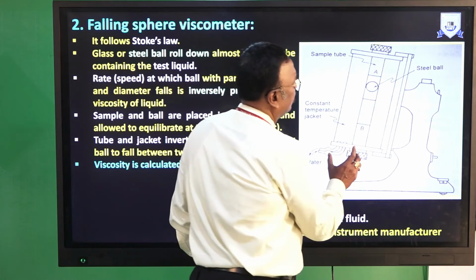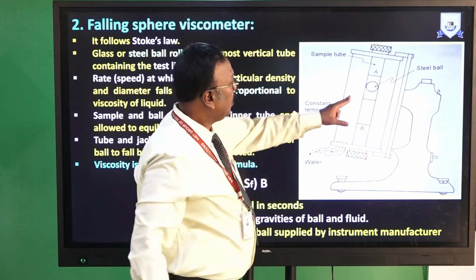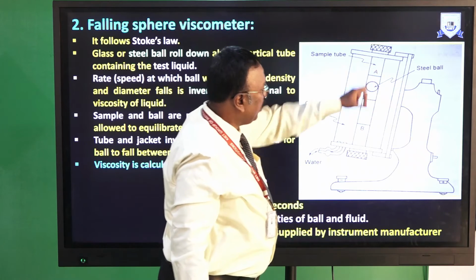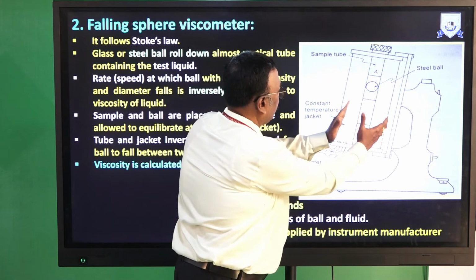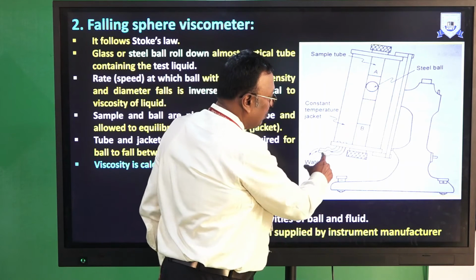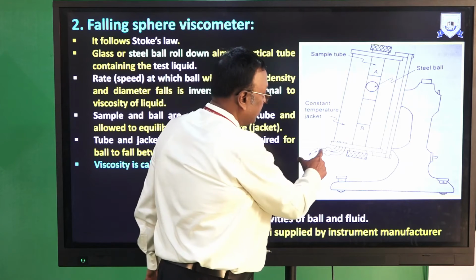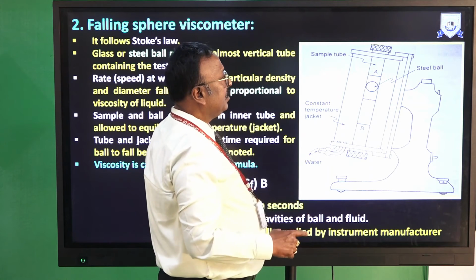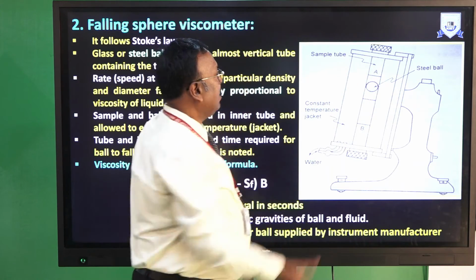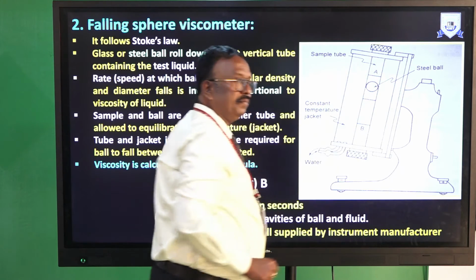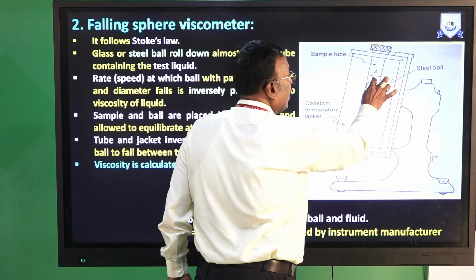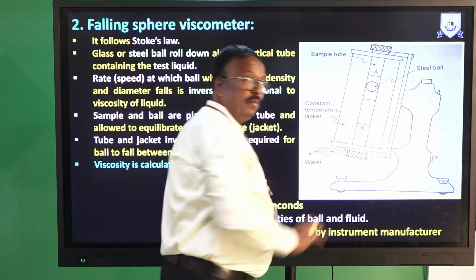And in this diagram, this is the steel ball, and this is the sample tube, from point A to point B, and outside there is a constant temperature jacket. For that constant temperature jacket, water is continuously supplied. This is the inlet of water and this is the outlet of water, to maintain the temperature of this whole liquid. In the sample tube, you take the sample, and a steel ball of a particular density is placed. How much time does it take for the ball to move from A to B?